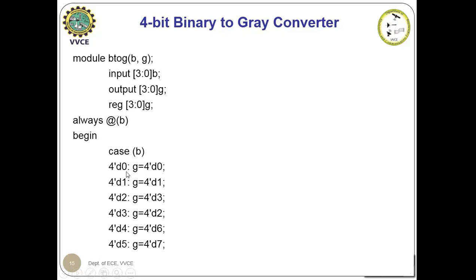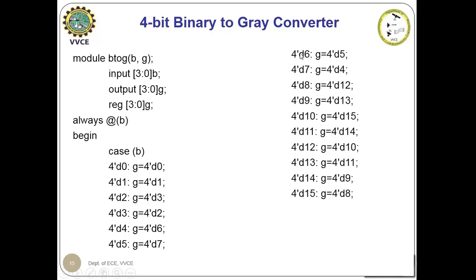So define the variable. When binary input is 0, output is 0. When it is 1, output is 1. 2, output is 3. 3, output is 2. 4, output is 6. 5, output is 7. Similarly, when the binary input is 6, gray output is 5. Binary input is 7, output is 4. 8, 12, 9, 13, 10, 15, 11, 14, 12, 10, 13, 11, 14, 9, 15, 8.